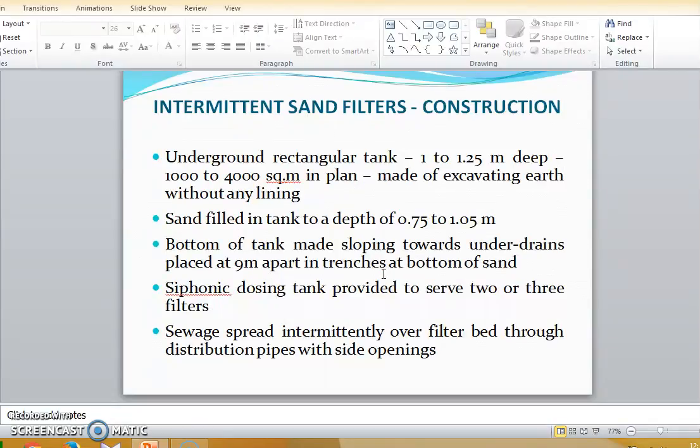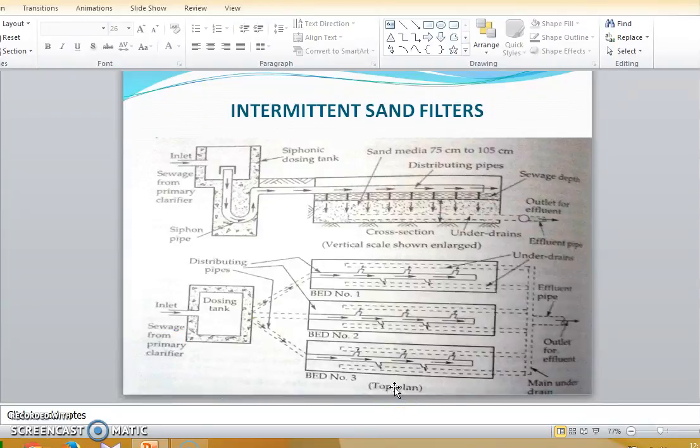Now the construction is similar. There will be an underground rectangular tank. The difference is that there won't be any lining, and the sand will be filled in a depth of 0.75 to 1.05 meter. The bottom of the tank is sloping towards the under drains. There will be a siphonic dosing tank, and the sewage will be spread intermittently over the filter bed through distribution pipes. The figure is shown similar to the contact bed, but the difference is that there won't be any concrete lining.